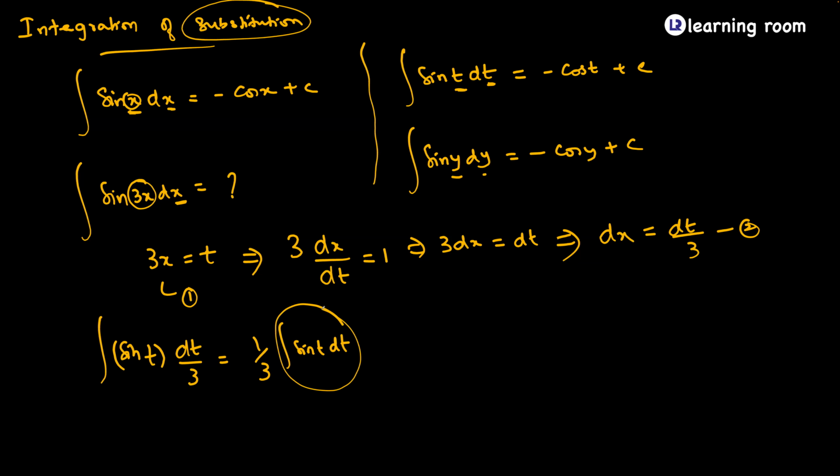You told me that integral of sine t dt is minus cos t. So 1 by 3 times minus cos t. But what is t here? 3x. So it is going to be minus cos 3x divided by 3 plus c. Did you understand? So that's all. So this method of solving is called as integration by substitution. That's it. Okay. So to just put it simple, what you're supposed to do is, right?